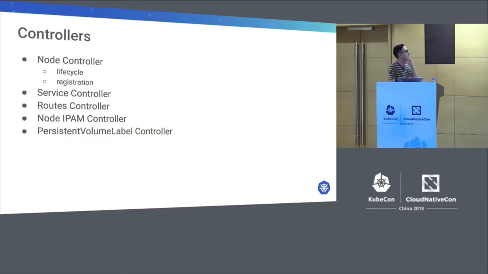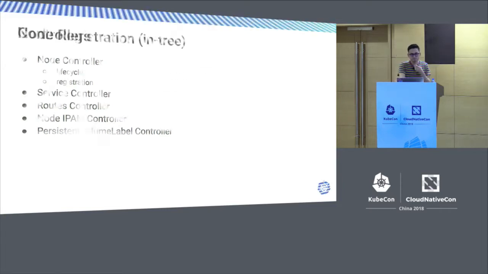So let's talk about various controllers. For each abstraction, we have a controller: the node controller, which does both lifecycle management and registration. Then there's the service controller, routes controller, node IPAM controller, and then the persistent volume label controller.